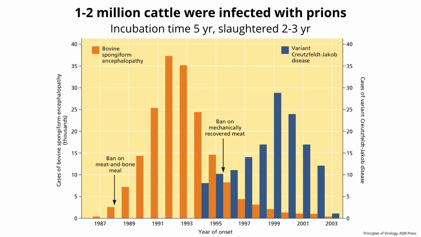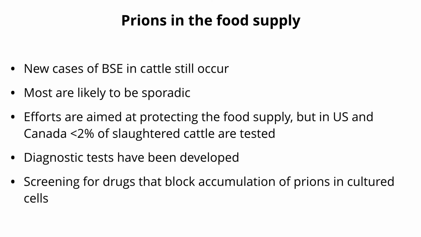And we changed the way, so we saw the initial outbreak, we changed the process of making their feed, and we got rid of the outbreak in cows, but that was followed by an outbreak in humans of variant CJD, which is the blue bars here, and eventually we got rid of that as well. But it went from sheep to cows to humans. This is all about prions in the food supply.